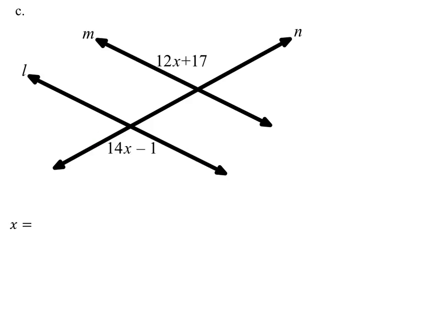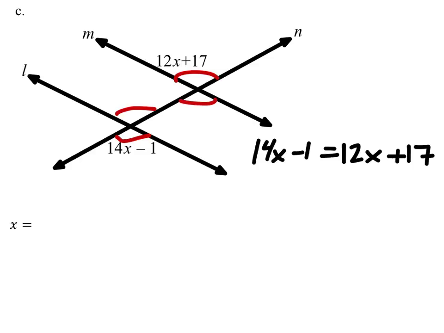All right, C. On this one, these two angles, their relationship is alternate exterior. And since lines L and M are parallel, they should be congruent, and same with their vertical angles. Now, they didn't tell us what these angle measures are, but what we do know is that they're equal to each other. So we can write these out as one equation where 14x minus 1 equals 12x plus 17.